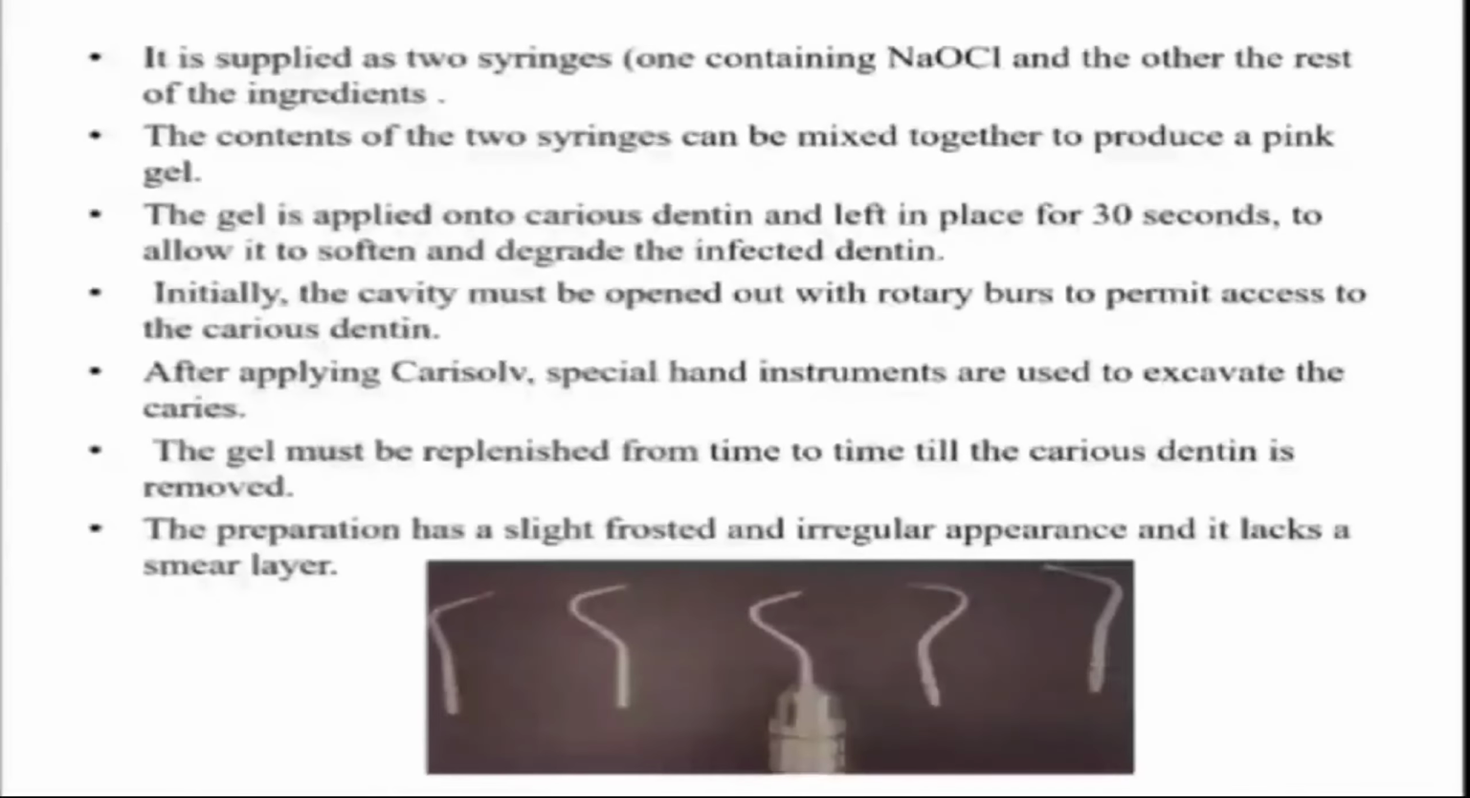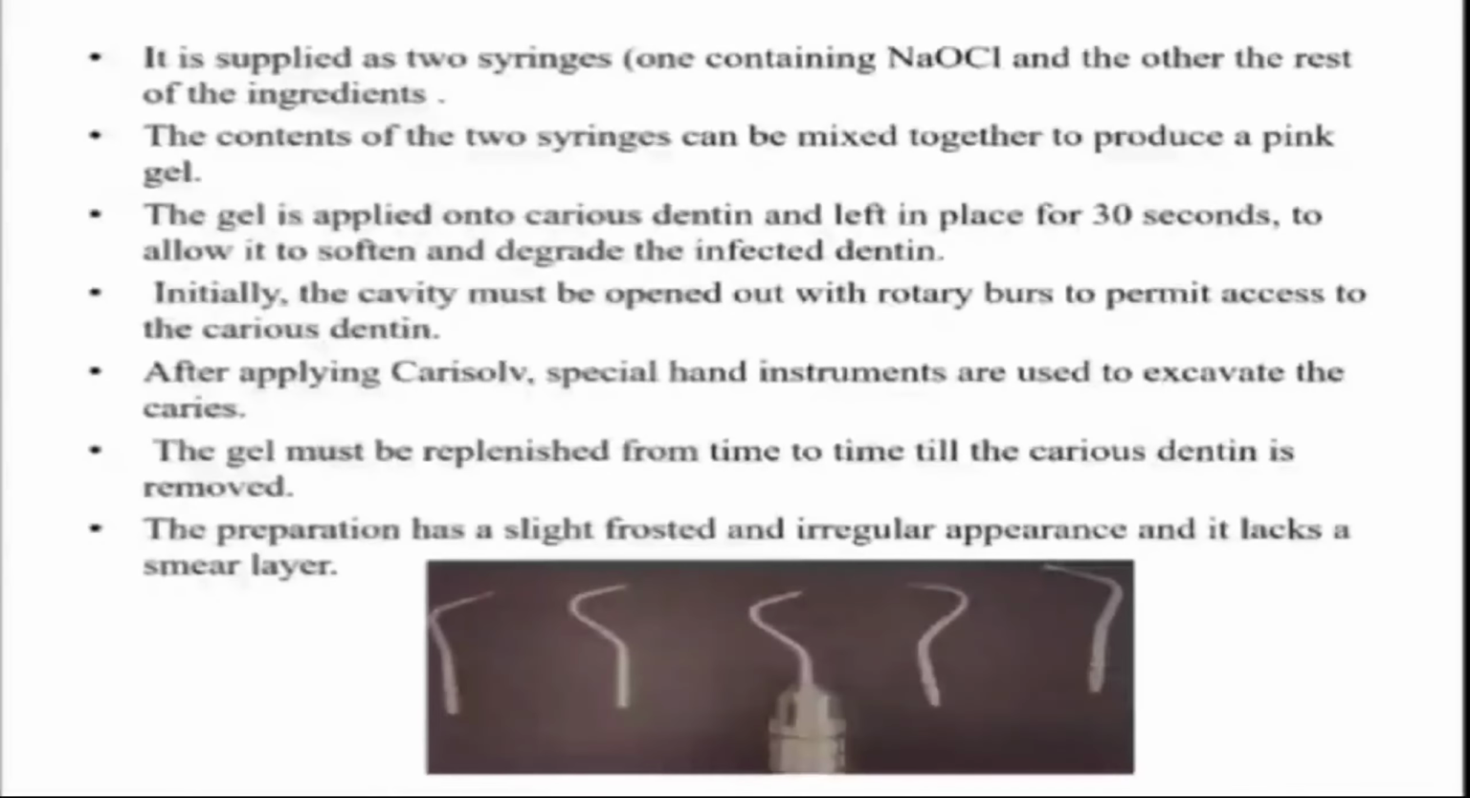And in case of Ingle's classification, that is painful pulpoperiapical pathosis and non-painful pulpoperiapical pathosis. Under painful, there is symptomatic acute apical periodontitis and also advanced apical periodontitis. And in case of non-painful, that is condensing osteitis, chronic apical periodontitis, both incipient and advanced stages. So these are the classifications, and this is the WHO classification of periradicular disease.